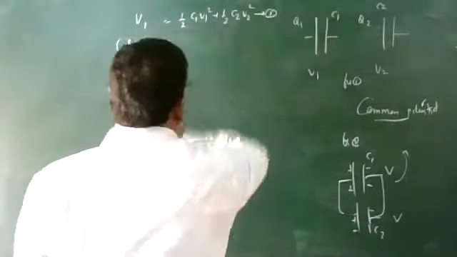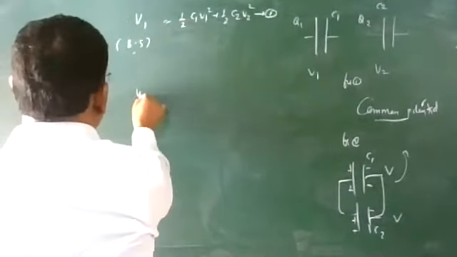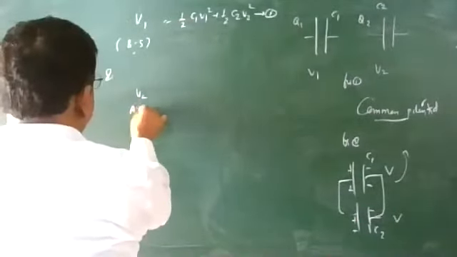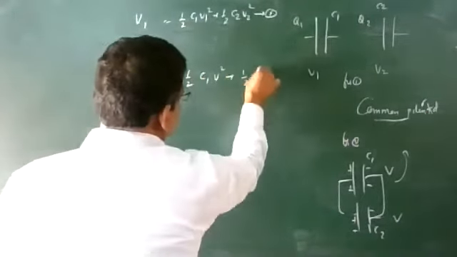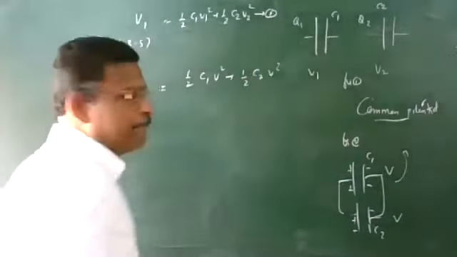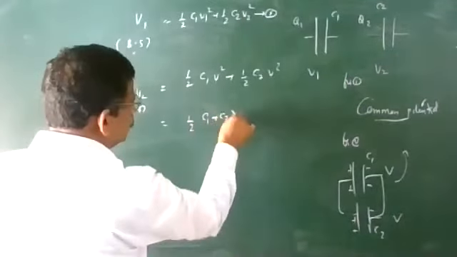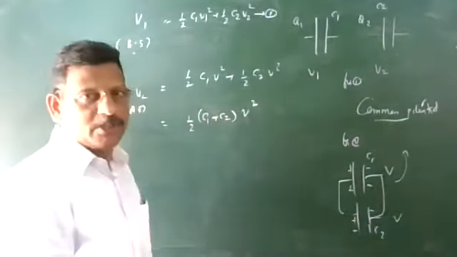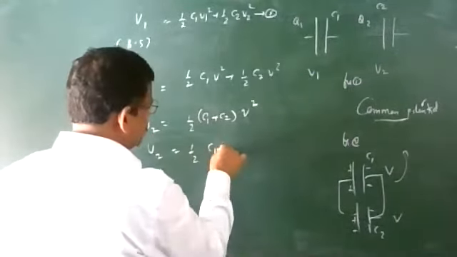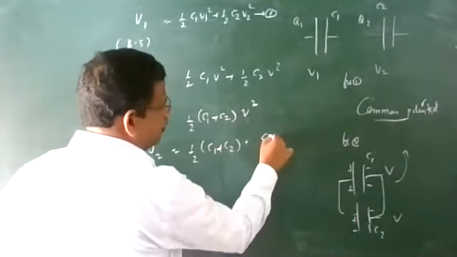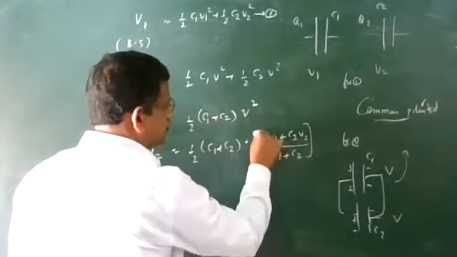Equation number 1. After sharing, what is the energy? Anyone? After sharing the charge, figure 2, energy is half C1 V square plus half C2 V square. V can be taken outside: half C1 plus C2 into V square. The value of V we have just now written. After sharing, half C1 plus C2 into C1 V1 plus C2 V2 divided by C1 plus C2, whole square.